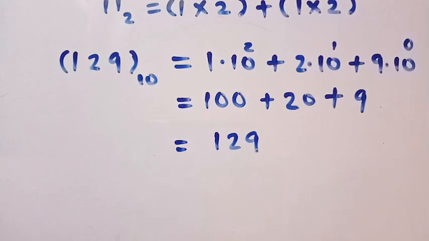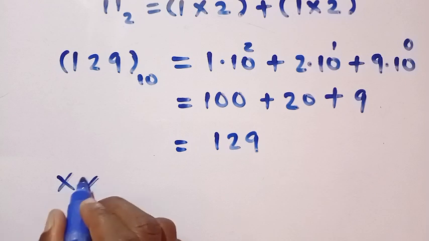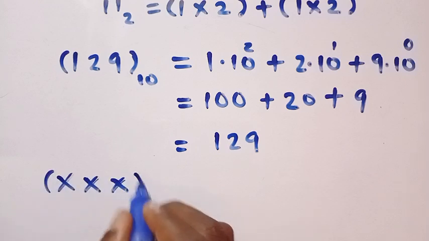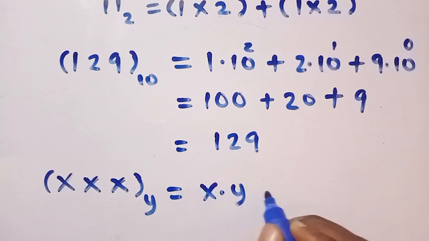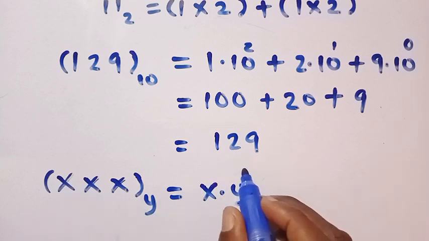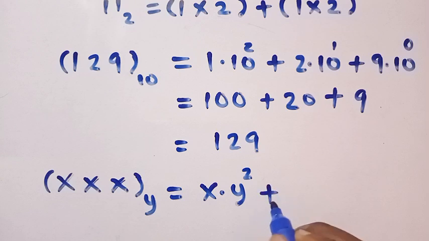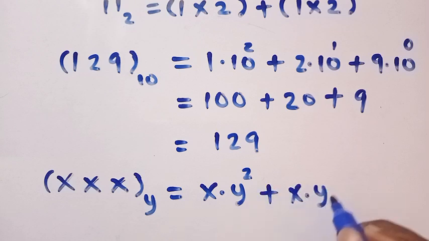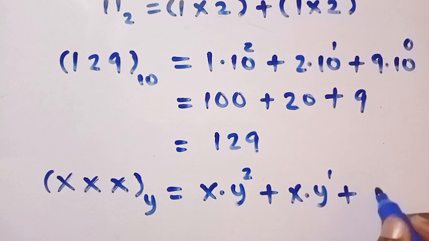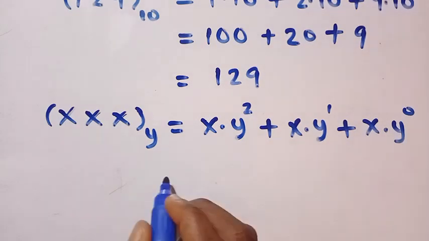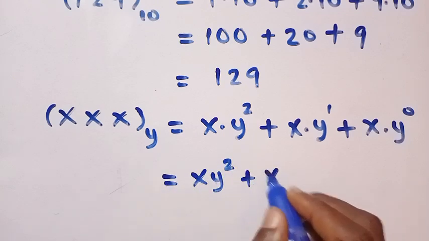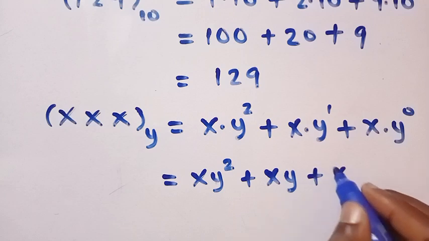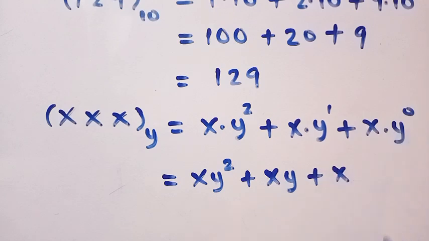It also gives us 129. And also, if we apply it for x in base y, remember we are multiplying x by y. Then since it is 3 numbers here, the first one takes x multiplied by y raised to power 2, plus x multiplied by y raised to power 1, plus x multiplied by y raised to power of 0. Then this equals xy squared plus xy plus x. y raised to power 0 equals 1.